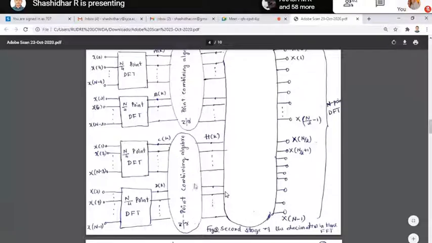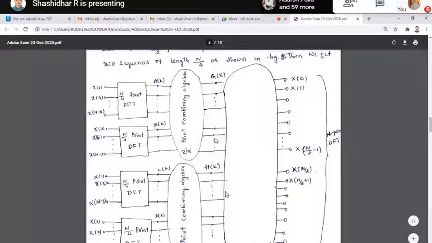What we get as the output of D(K) and C(K) is called H(K). If we combine the even part, A(K) and B(K), and then the N-point DFT, the output is G(K). Here we combine; this is called the N-point combining algebra. So this is the overall N-point combining algebra. The outputs are x(0), x(1), x(2) and so on, x(N/2−1), x(N/2), x(N/2+1), up to x(N−1). This is called the N-point DFT.